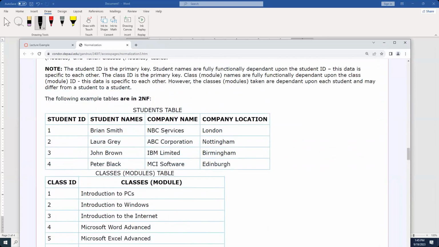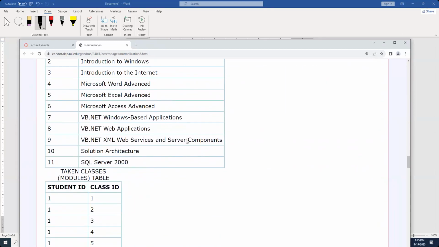The student determines the company name, but the company determines the location. In other words, NBC Services for Brian is in London. If there was another employee, their world headquarters would still be London. So it doesn't depend on this, it depends on the company.